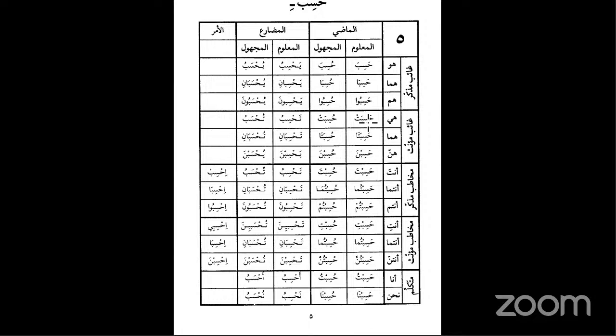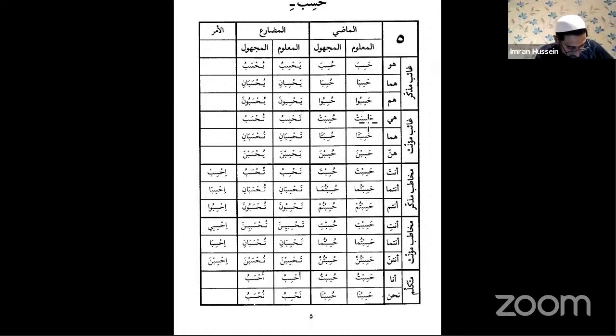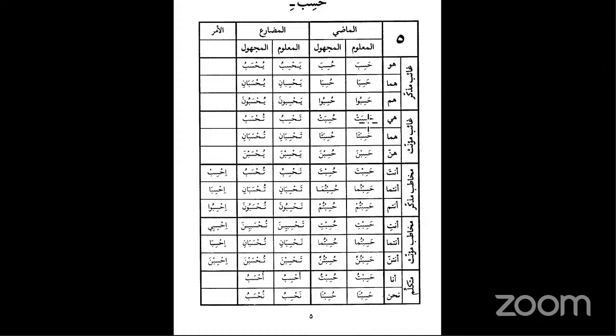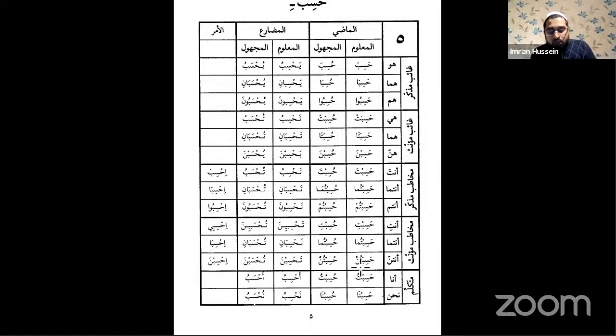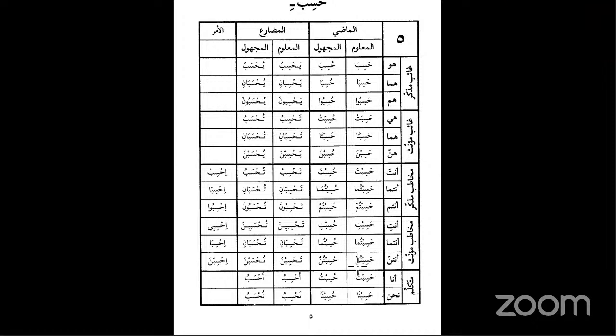Hasebat, she counted. Hasebta, you counted. Hasebtuma, they two female count. Hasebna, they all female count. Hasebtuma, the two male count. Hasebtum, they all male count. Hasebti, you female count. Hasebtuma, they two female count. Hasebtunna, they all female count. Not they, you. Hasebtu, I count. Hasebna, we count.